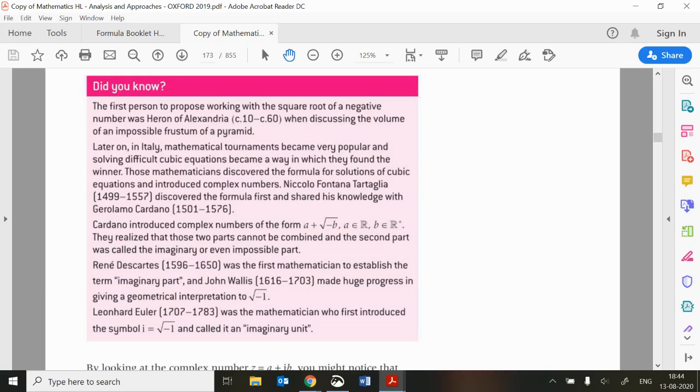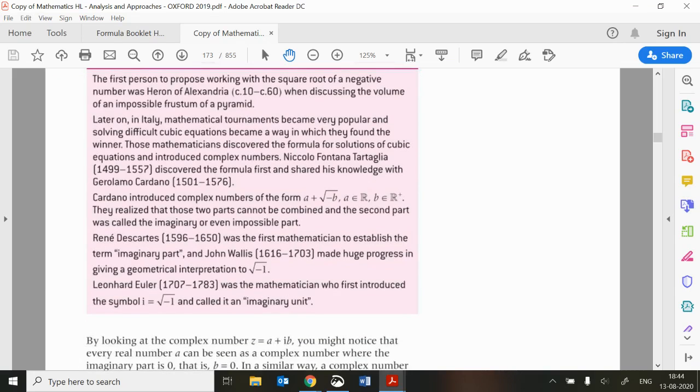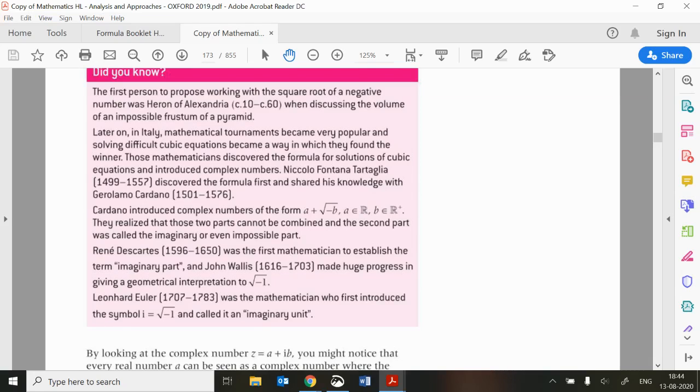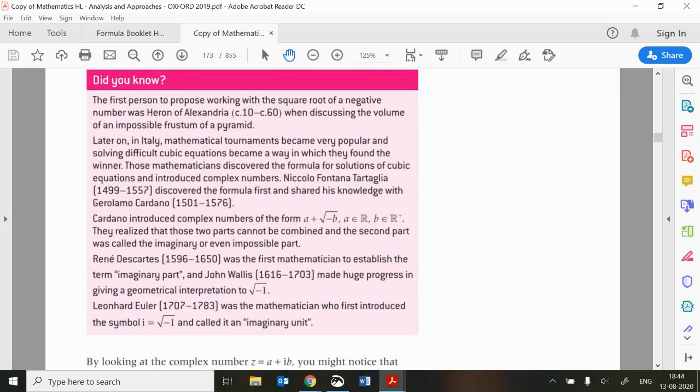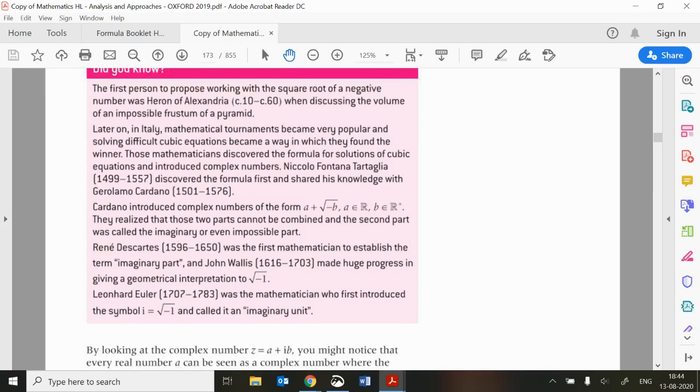Okay, and then they talk about later on in Italy, mathematical tournaments became very popular. Solving difficult cubic equations became a way in which they found the winner. So cubic equations actually, just like we have a quadratic formula, there is actually a cubic formula as well, but it's just really nasty. Okay, we wouldn't be teaching that in a course. It's just there are other ways of solving these things. Okay, and those mathematicians discovered the formula for solutions of cubic equations. There we go. That's what they're talking about, and introduced complex numbers.